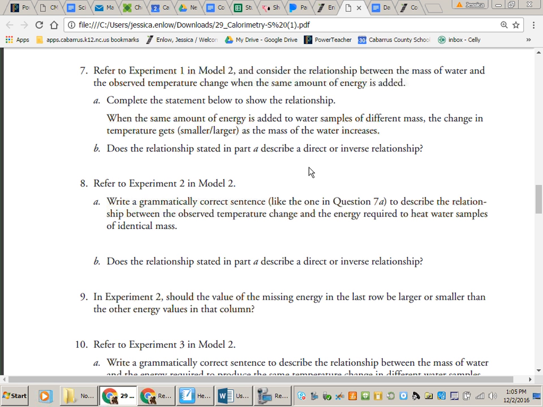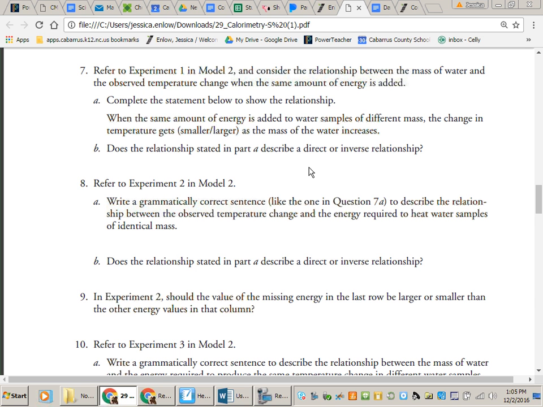So, which of the variables do we already know are related? All right, tell me how they're related. For example, question 7: when the amount of energy added to water samples of different masses is the same, the change in the temperature gets blank when the mass of the water increases. What did you guys say? You guys said smaller. So what's the relationship between mass and temperature? Inversely related. As the mass goes up, the temperature change goes down. Just like the saucepan had a small mass and the stock pan had a large mass, the temperature differences would be related in this manner.